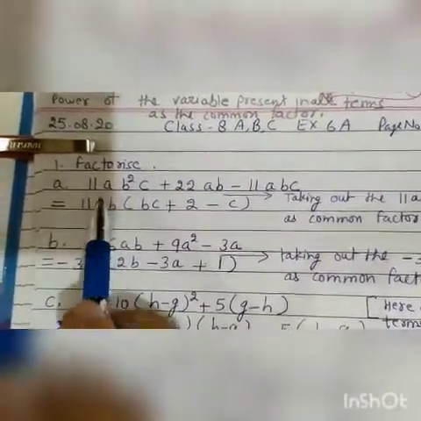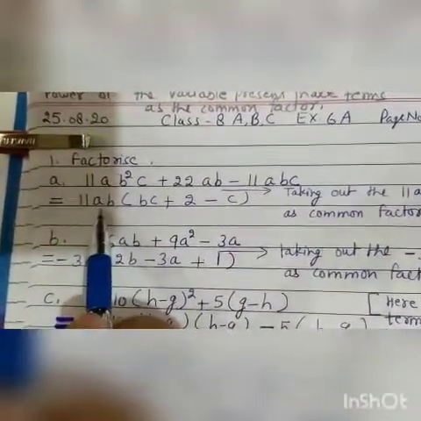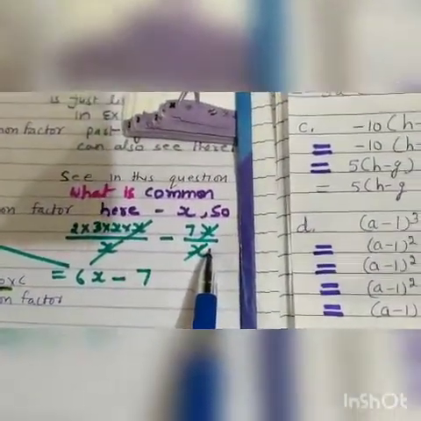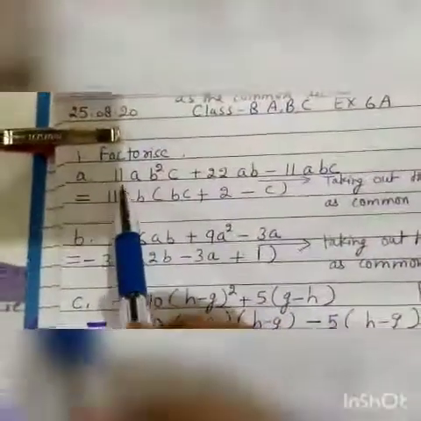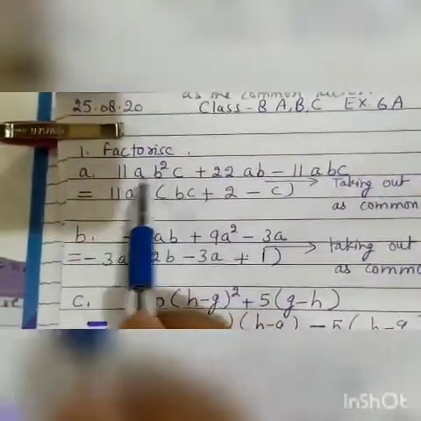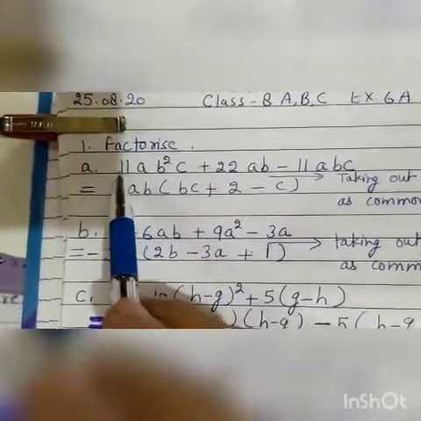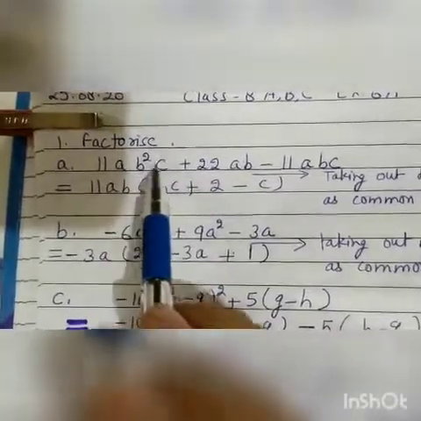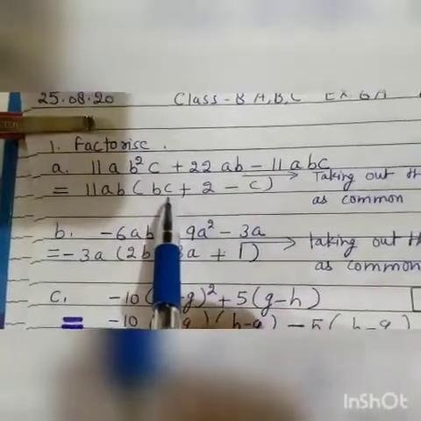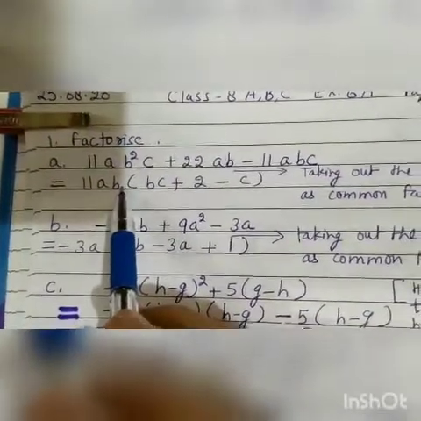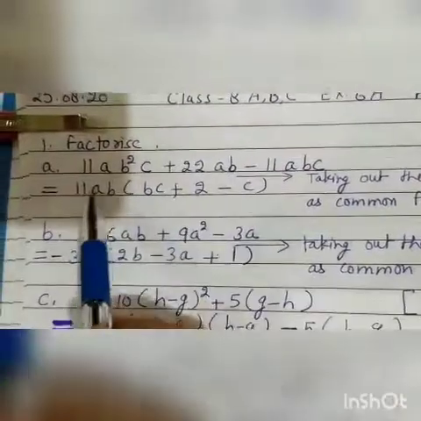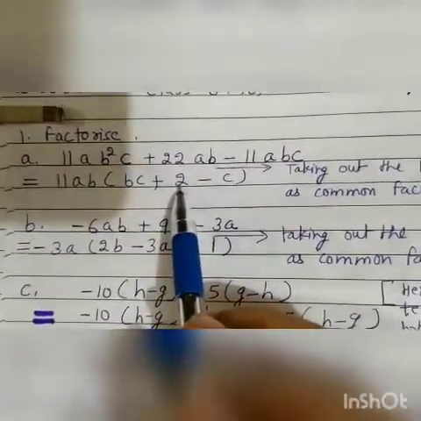11ab is common. Now we will divide all these three terms by this 11ab, as I told you in the previous video also. So we will do it orally now. 11ab square c upon this 11ab: 11 cancel, a cancel. From b square, b will be cancelled, b is left. Then c also will be here because I have not taken c as common. Then plus, 11 twos are 22, ab cancel. So here will be only 2.